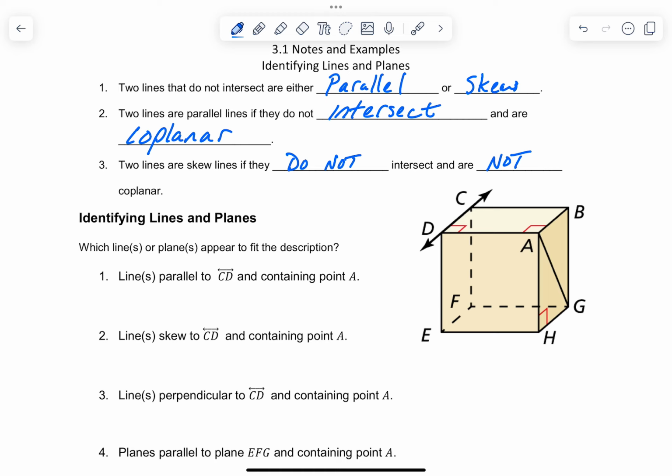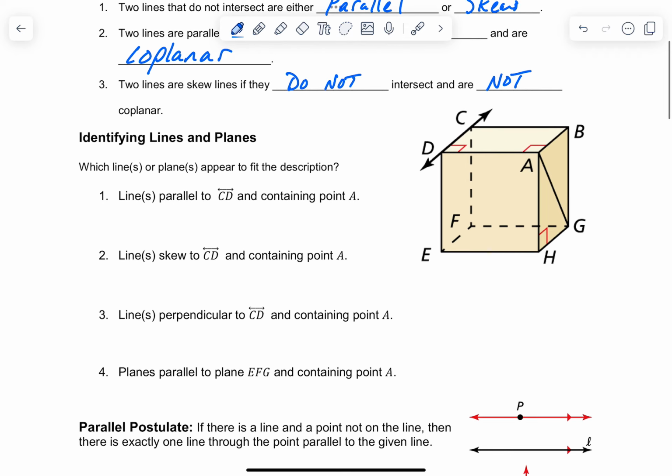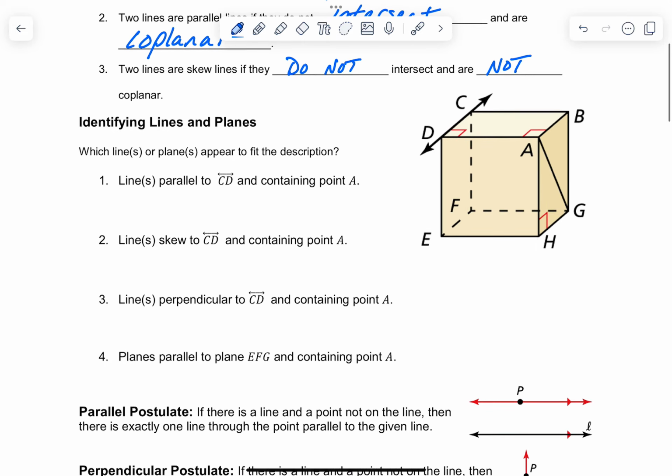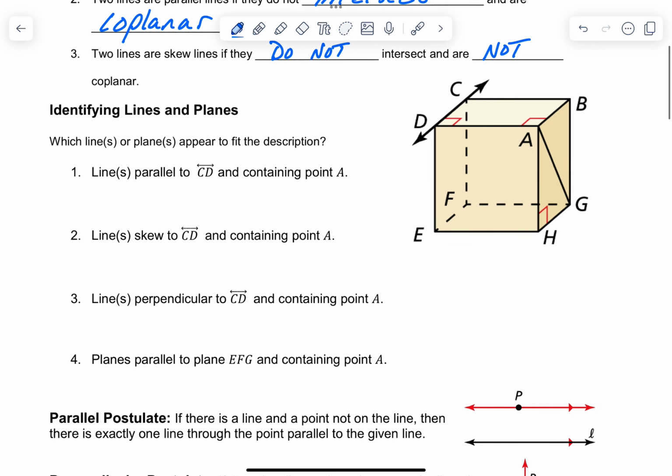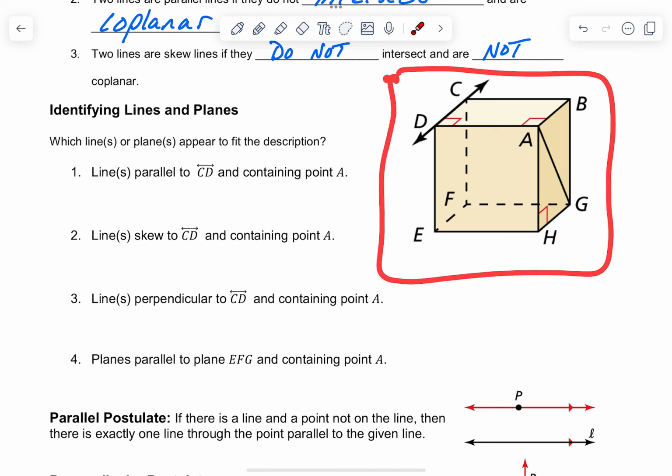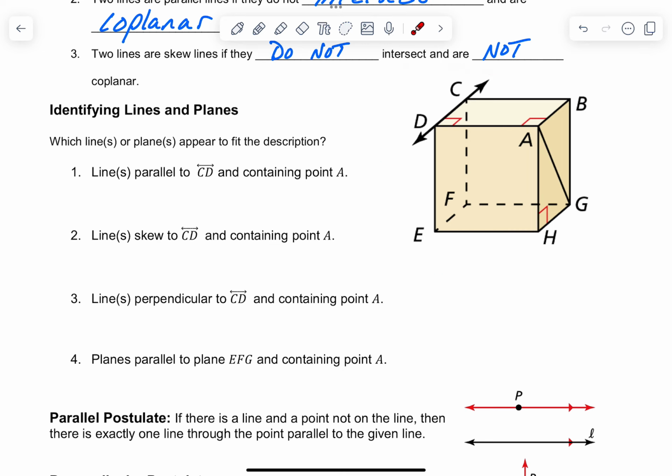So two lines that never intersect and are not completely on the same surface are considered skew lines. We can use this diagram down below to start thinking about pairs of lines that are parallel and pairs of lines that are skew. In this diagram, we assume that this is a perfect cube. All the angles are 90-degree angles. So we have the face here, and then we can see the different sides of the cube. These dotted lines are showing us the back corner that we can't see.